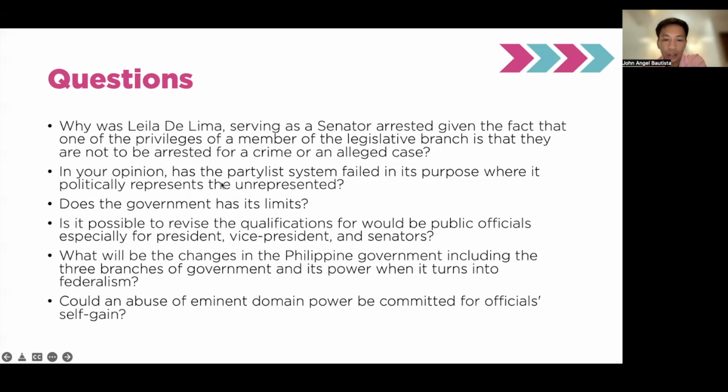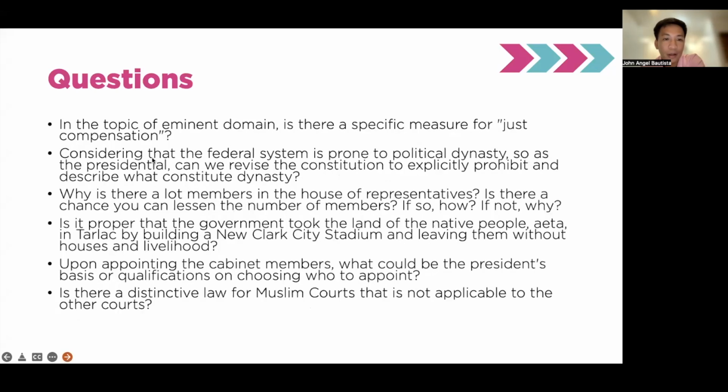So, could an abuse of eminent domain power be committed by official self-gain? Of course, there's always that possibility na pwedeng gamitin ang eminent domain, because the eminent domain, sabi dyan, public purpose, di ba? There must be public purpose. Pero, pag napatunayan that there is no public purpose there and it is really just for the officials' whim, wala yun. Pwedeng ma-invalidate yung expropriation. Pwedeng mabalik yung property dun sa tao.